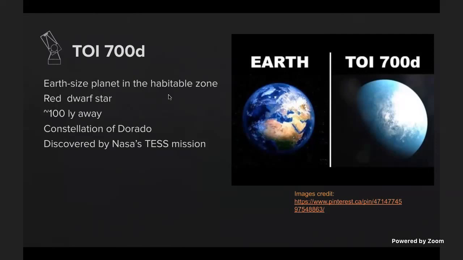Another Earth-sized exoplanet in its star's habitable zone is TOI 700d, which has been discovered by NASA's TESS mission. It orbits around a cool M-dwarf star, which is about 100 light years away in the constellation of Dorado.